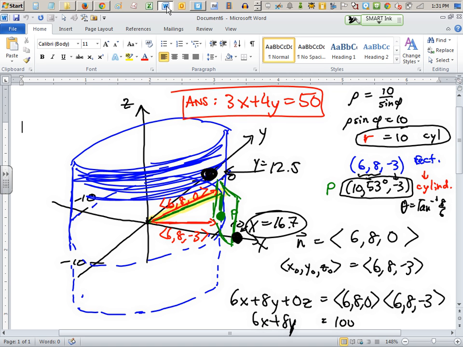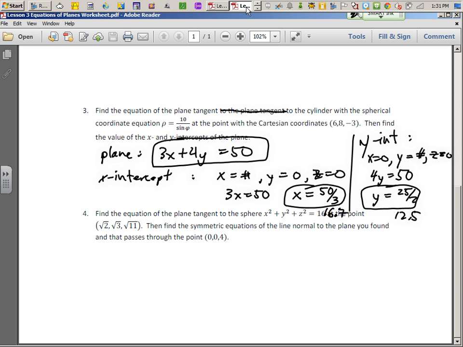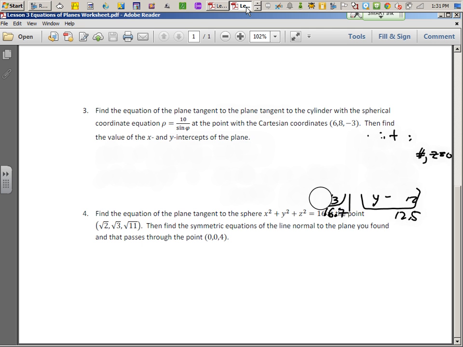So what's the hardest part of this problem? Most people say that the hardest part is getting that normal vector. The rest is just mechanics, you know? But there is some critical thinking, and I can't help it, okay? And then our next problem is a sphere. Find the equation of a sphere. I'm sorry, find the equation of a plane.